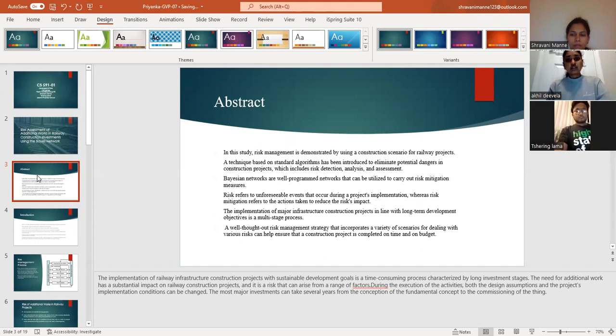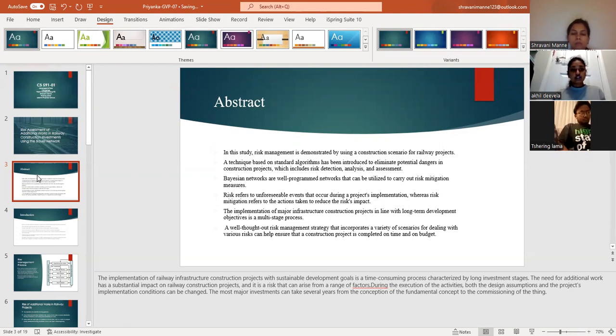A technique based on standard algorithms has been introduced to eliminate potential dangers in construction projects, which includes risk detection, analysis, and assessment. Risk refers to unforeseeable events that occur during a project's implementation, whereas risk mitigation refers to the actions taken to reduce these risks' impact.